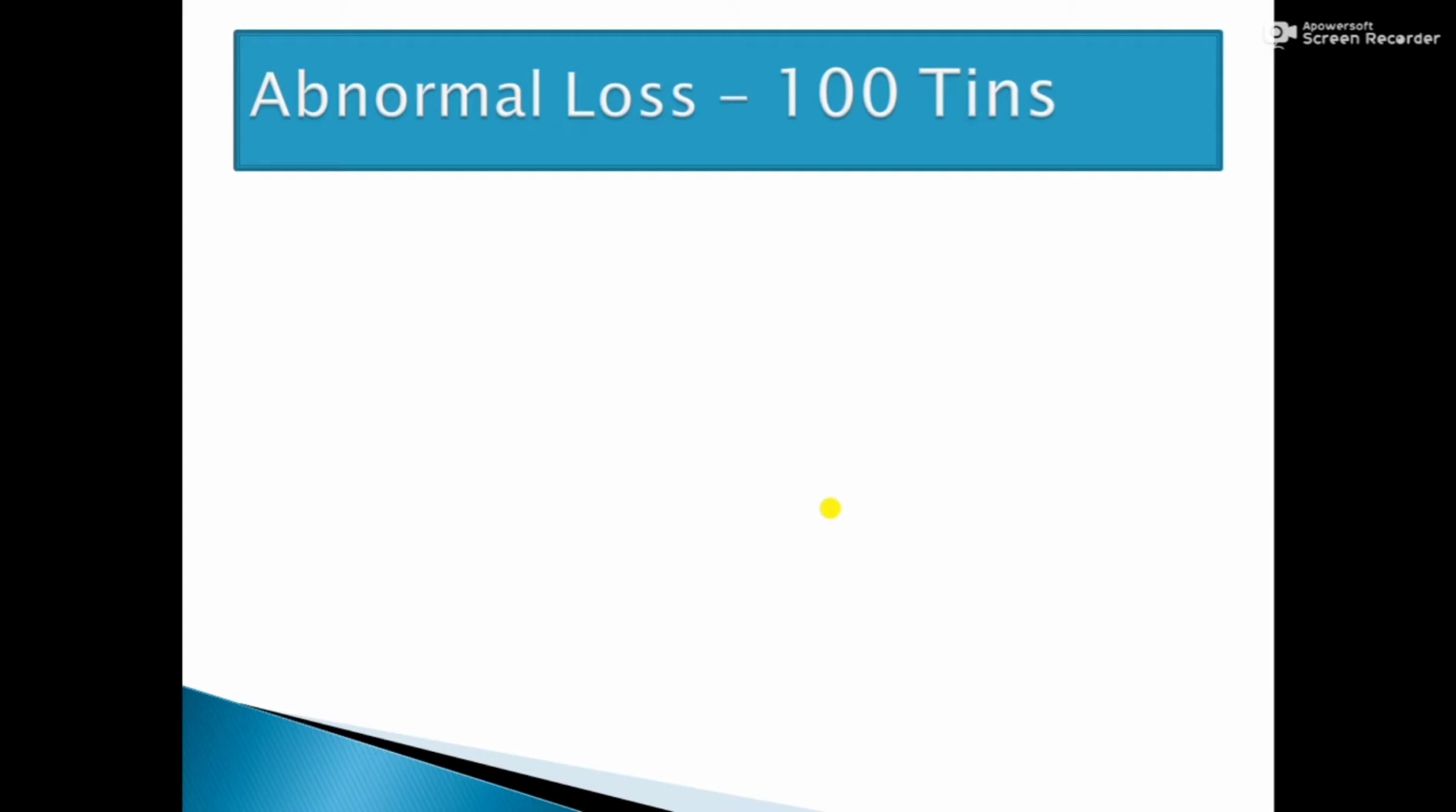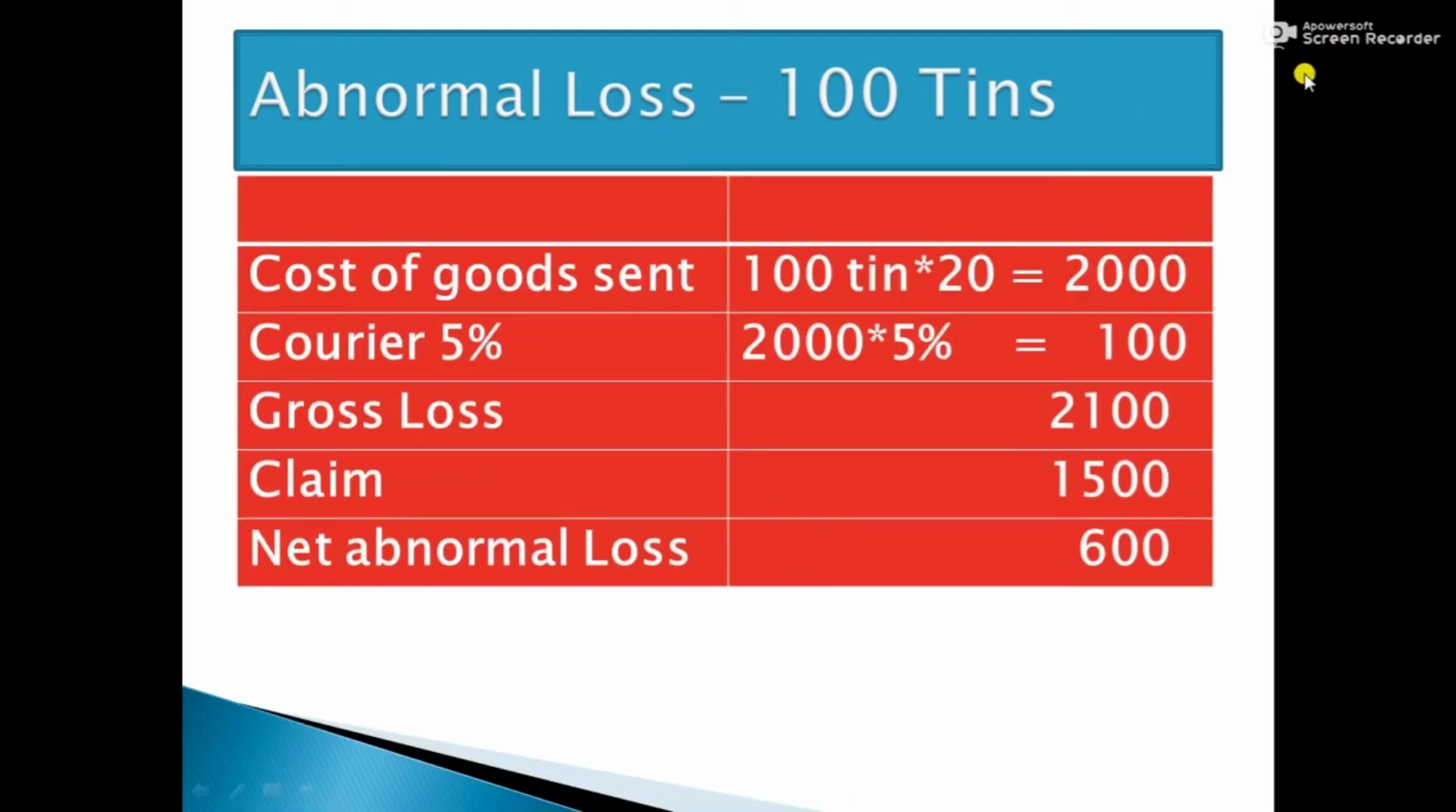Then abnormal loss, 100 tins. Cost of goods sent, 100 tins into rupees 20, 2,000 rupees. Courier charges 5%, 2,000 into 5%, 100 rupees. The gross abnormal loss is 2,100. An insurance company admitted a claim of rupees 1,500. Therefore, net abnormal loss is 600 rupees.